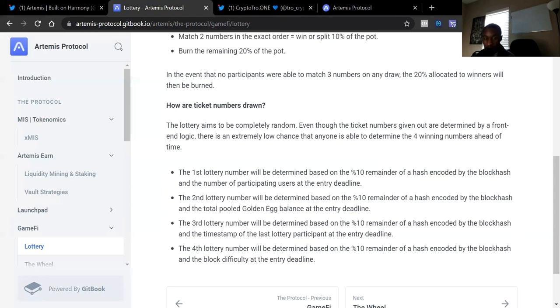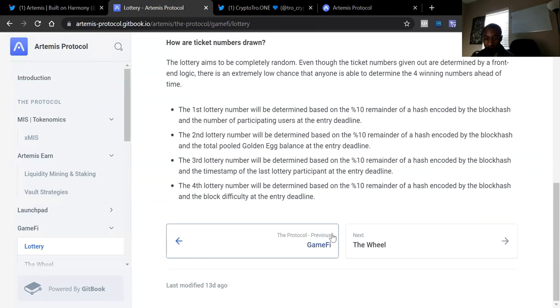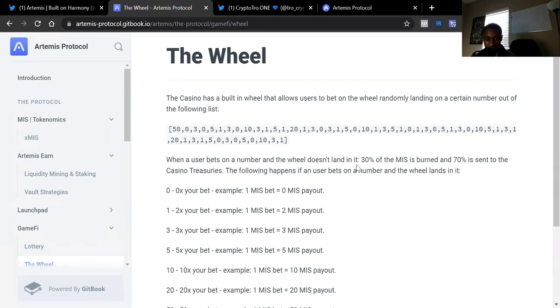So this is how the numbers are drawn. You can go more into that if you want to, but let's check out the wheel. The casino has a built-in wheel that allows users to bet on the wheel randomly landing on a certain number out of the following list. So you see the numbers.